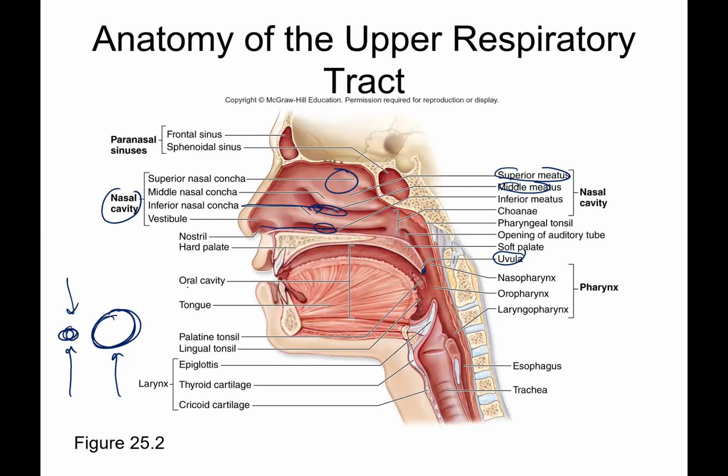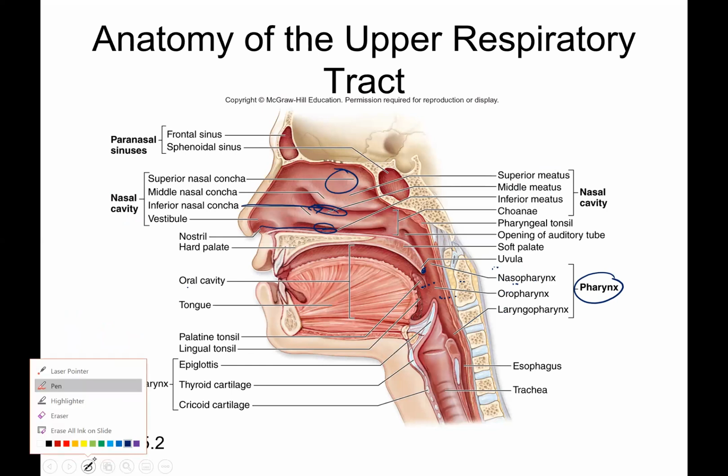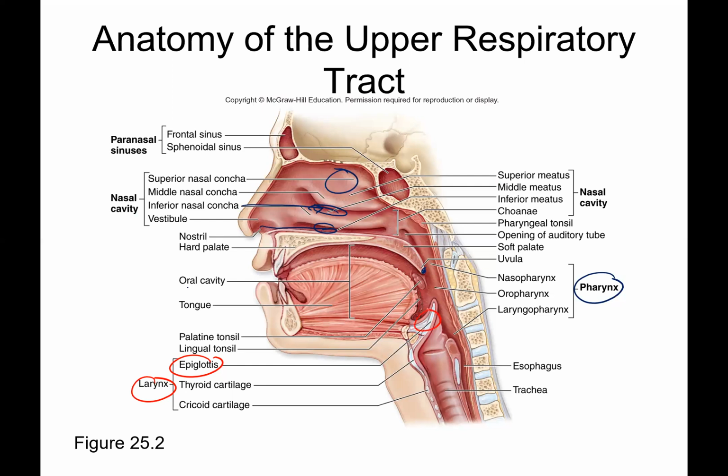Now we're getting into the pharynx, that we saw before. There's your nasopharynx, the oropharynx, and the laryngopharynx. All right. Then in the larynx area, you are going to find the epiglottis. That is the flap that covers the trachea. That's your windpipe. The trachea is your windpipe.